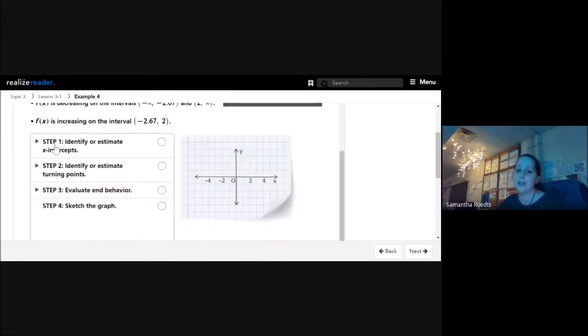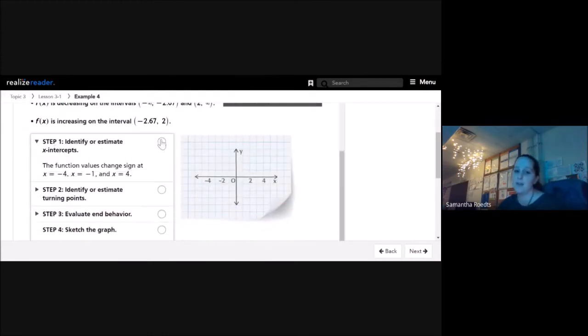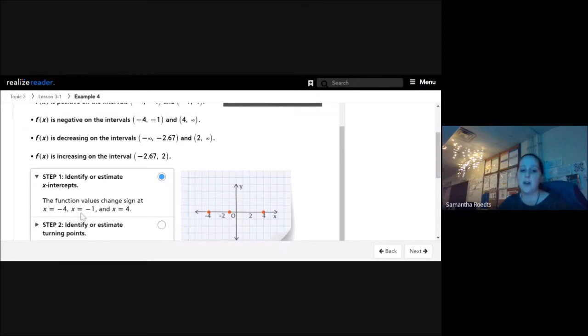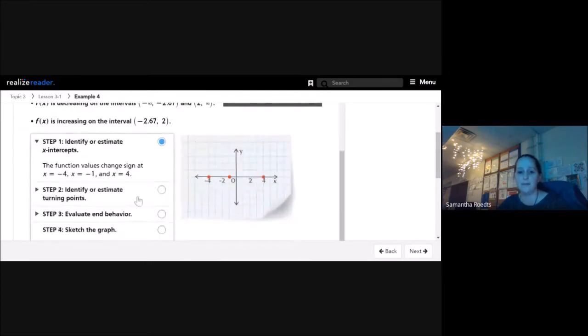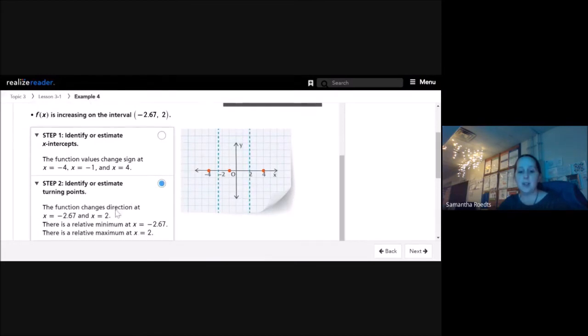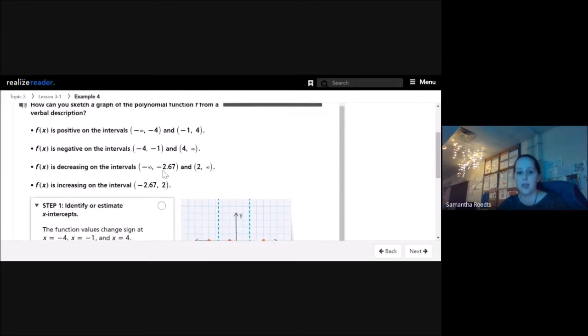Okay. So step one, we identify or estimate the x-intercepts. The function values change sign at x equals negative 4, x equals negative 1, and x equals 4. You can see right here, negative 4, negative 1, and 4. Step two, identify or estimate the turning points. The function changes direction at x equals negative 2.67 and x equals 2. They give us those right here.